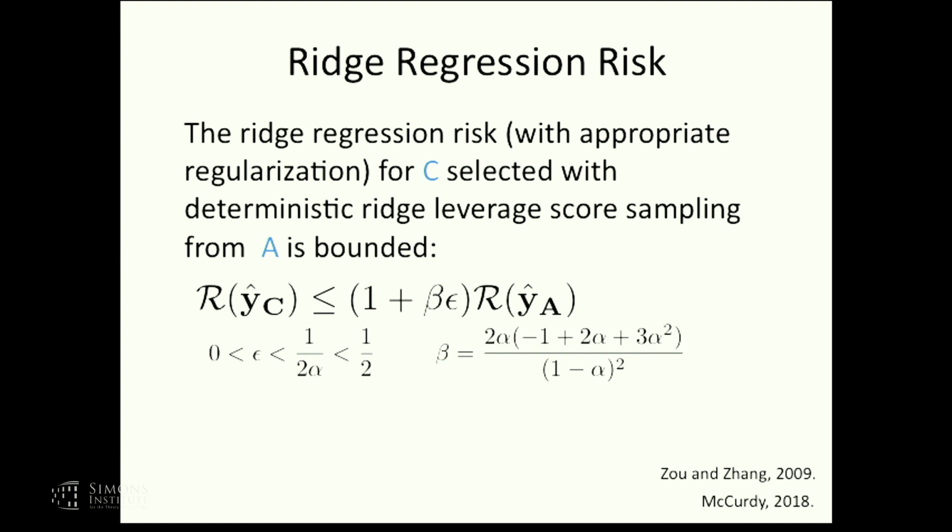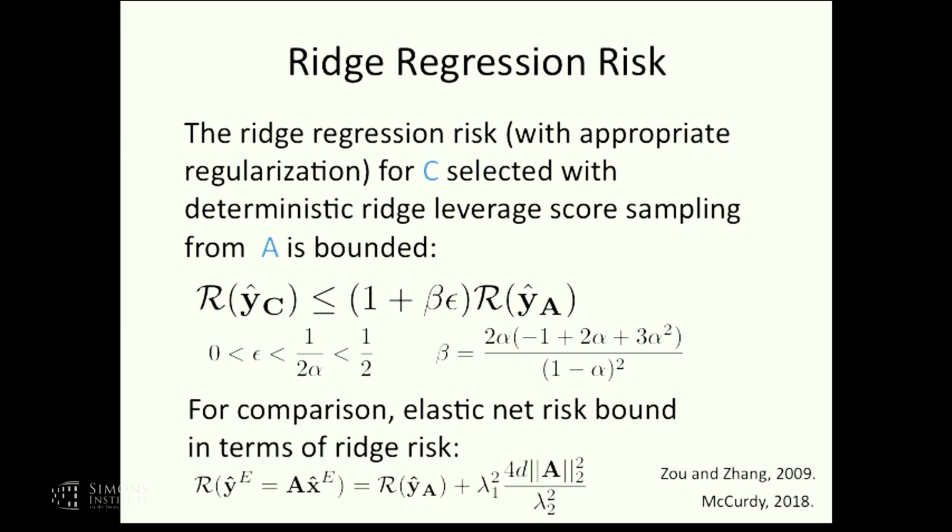It's multiplicative in this form. There are constants. You can figure out what they are. And you can compare to the elastic net risk. So basically what you're doing by doing column subset selection is you're forcing 0 entries in your matrix. These are the areas that your matrix are not sensitive to the coefficients, so you're setting them to 0. And then you also have the shrinkage for ridge regression. So it's a different way of getting sparsity.